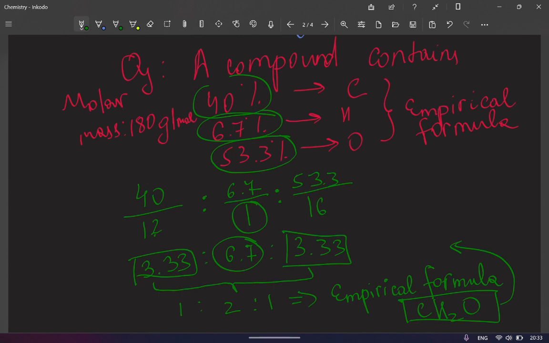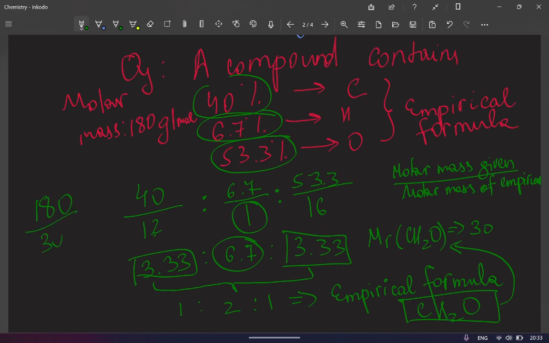And what we're going to do is we have to find the molar mass of the empirical formula of the compound that we have found, and in this case it's 30. And now we're going to divide the molar mass given to us in the question by the molar mass of the empirical formula. And in this case we're getting, let me write here, 180 over 30, and it's 6.